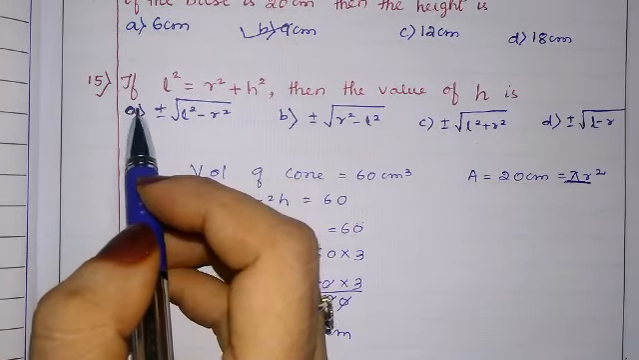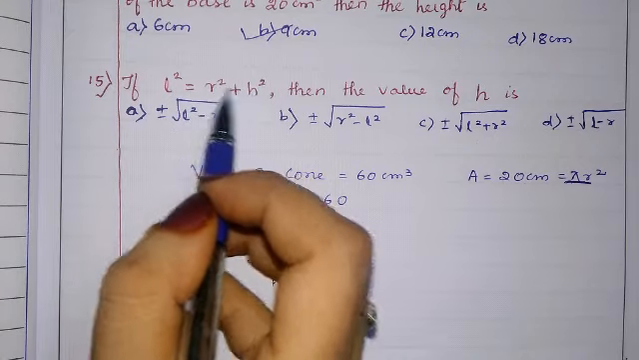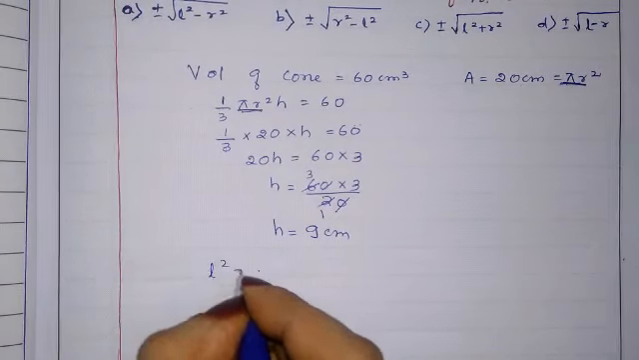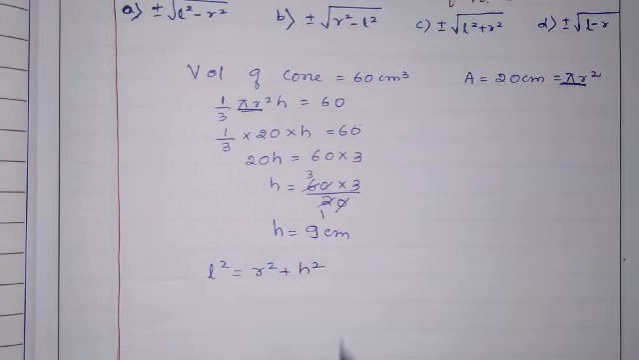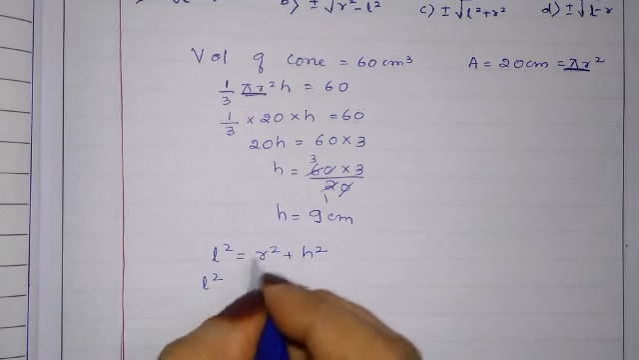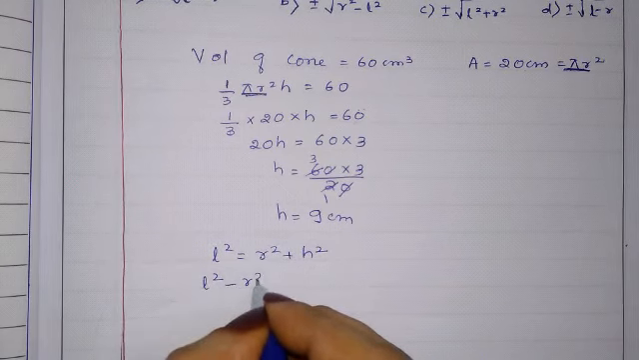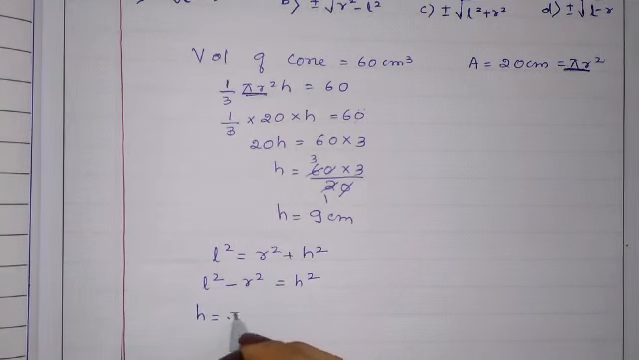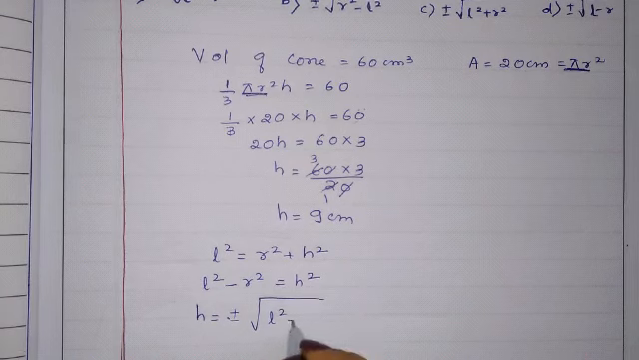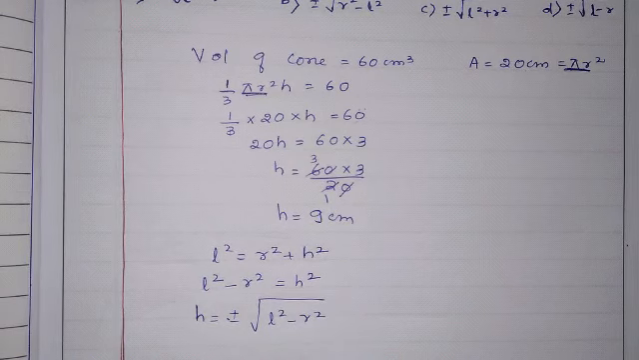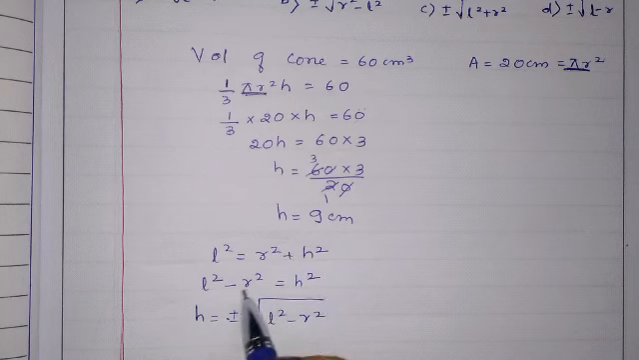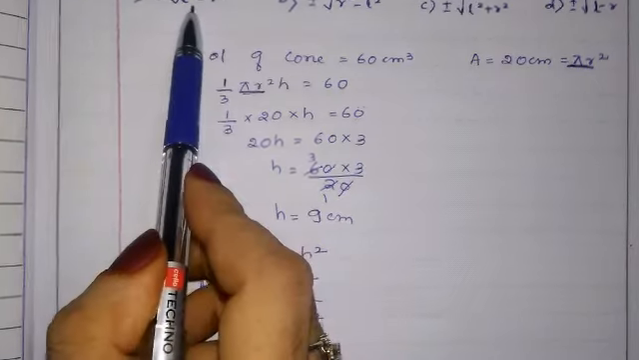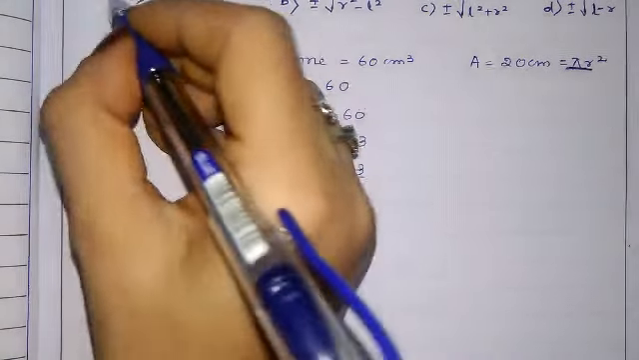Last question, question number 15. If L square is equal to R square plus H square, then the value of H is? L square is equal to R square plus H square. We bring R here, minus R square, is equal to H square. H is equal to plus or minus root of L square minus R square. Because we are bringing R here and we want the H value, the answer is L square minus R square. Option A is the correct option.